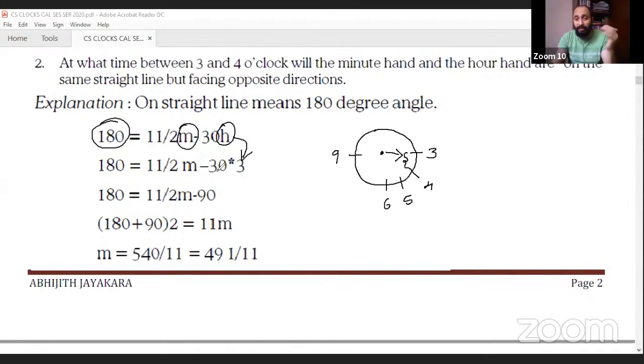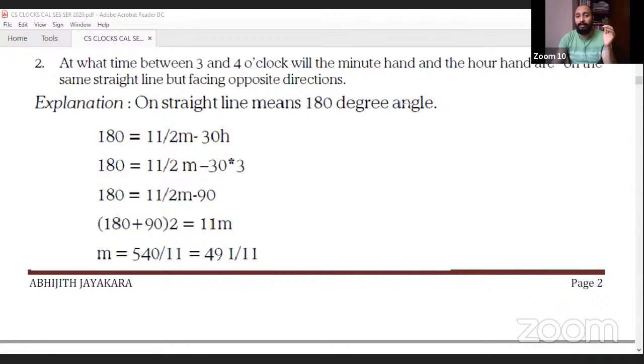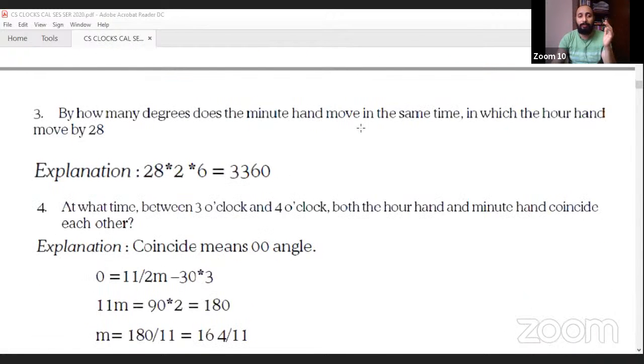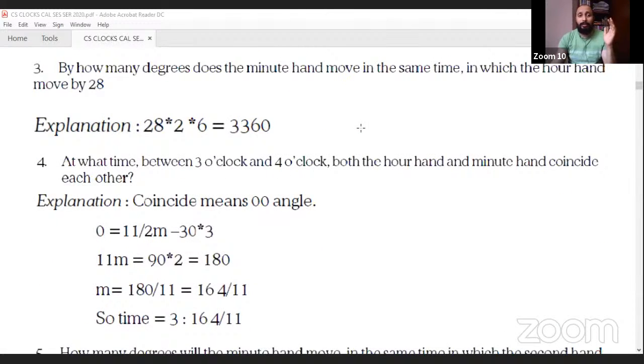I'm just revising. I'll be going further, but I'm just revising what I did so that when I do a fresh problem, you can remember that. And also here, by how many degrees does the minute hand move in the same time in which the hour hand has moved 28 degrees? If they give the degree of the hour hand and they are asking for the minute hand, we are multiplying by 12. So 360 degrees, that into 12 times they would have moved.